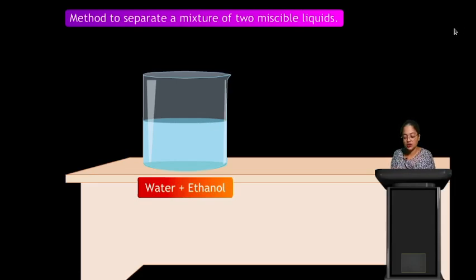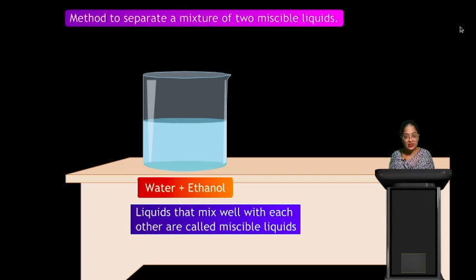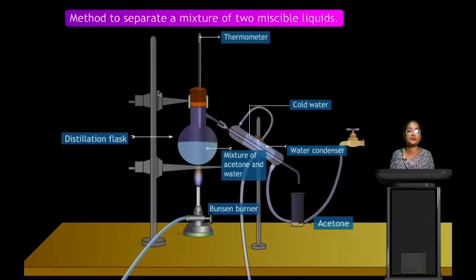So how to separate this? Liquids that mix well with each other are called miscible liquids. Like I said, water and oil are not miscible. Why? They form two separate layers. They do not mix well with each other. They are called immiscible liquids. Here water and ethanol mix well with each other. So what are they called? They are called miscible liquids. So how do we separate miscible liquids?